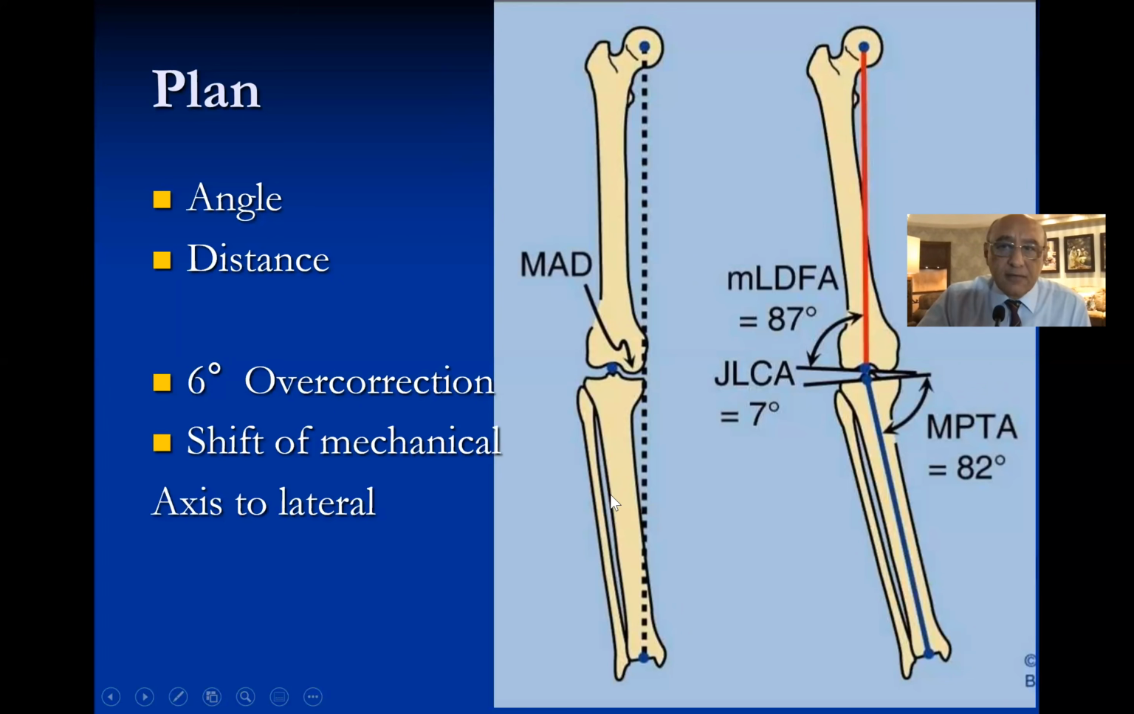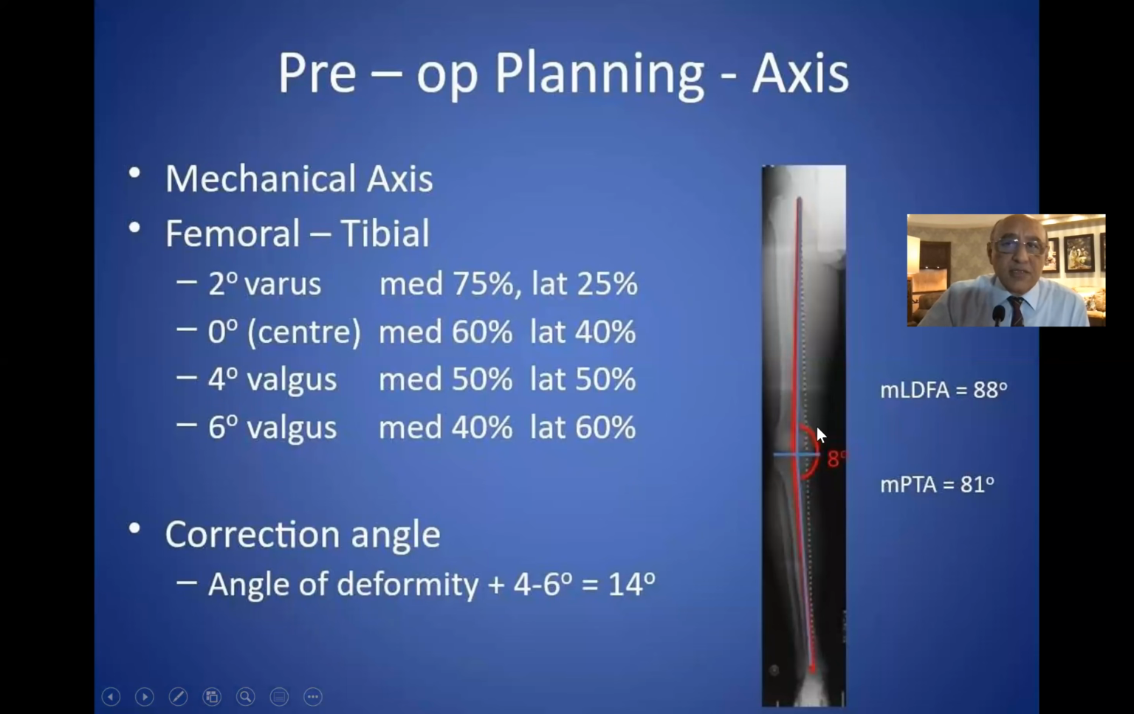The other way of planning is the mechanical axis. We take the mechanical axis of the femur, and if the joint line conversion angle is 0, then we take the angle between the mechanical axis of the femur and the mechanical axis of the tibia, and this should be a straight line. Here it is 8 degrees short of the straight line. Then the angle of correction should be these 8 degrees to make it straight and 6 degrees for overcorrection. So it is 14 degrees in this example.